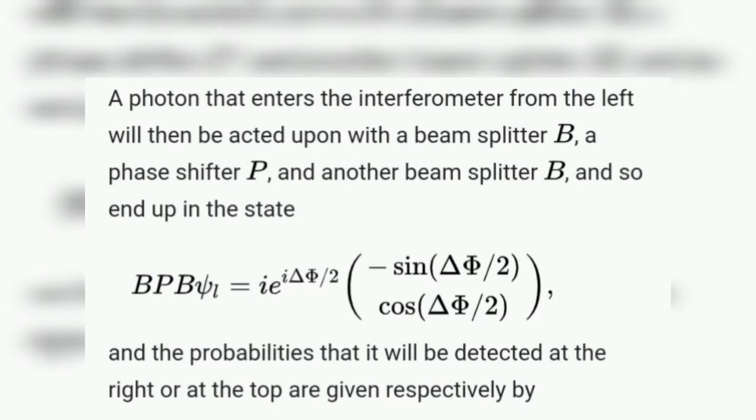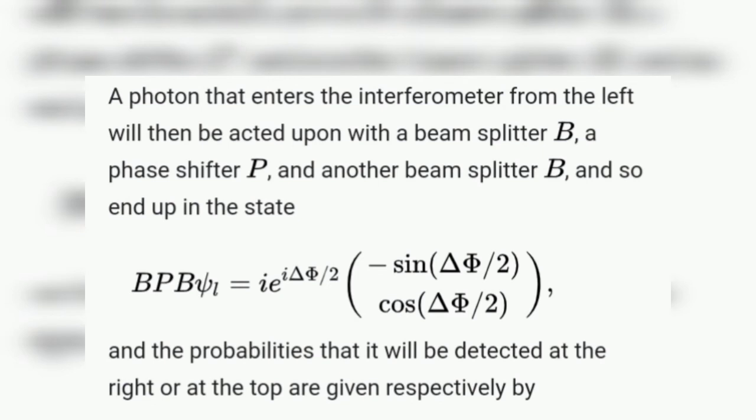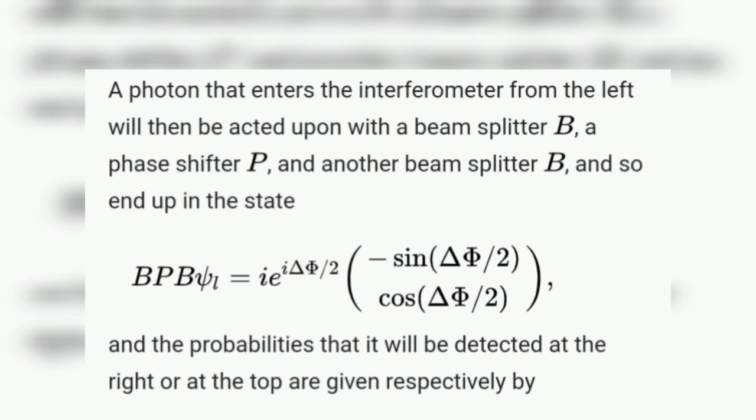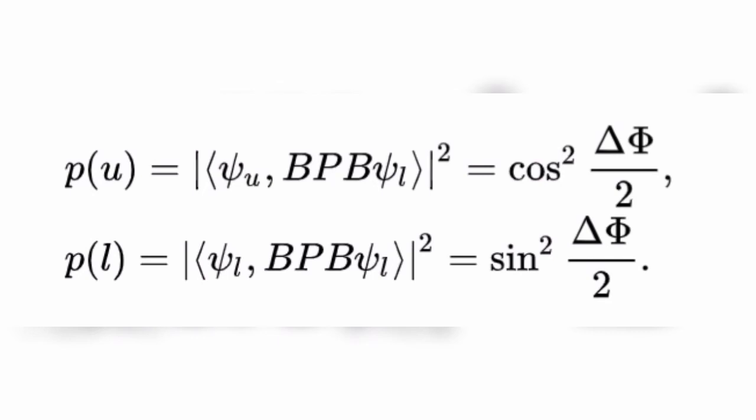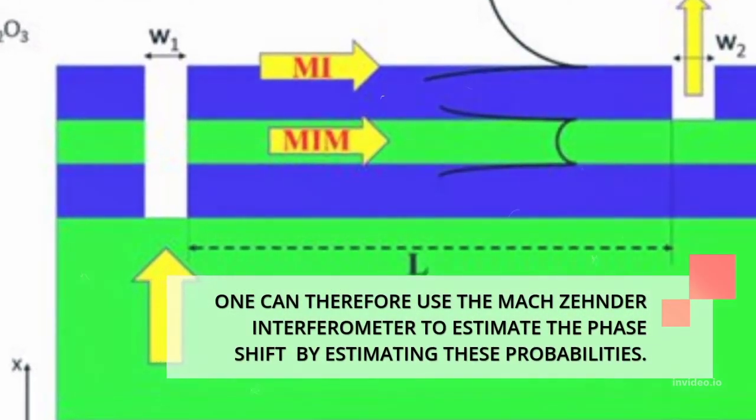A photon that enters the interferometer from the left will then be acted upon with a beam splitter B, a phase shifter P, and another beam splitter B, and so end up in the state BPBψL = i exp(iΔφ/2) (−sin(Δφ/2) ψL + cos(Δφ/2) ψU), and the probabilities that it will be detected at the right or at the top are given respectively by P_upper = |ψU† BPB ψL|² = cos²(Δφ/2), and P_lower = |ψL† BPB ψL|² = sin²(Δφ/2). We use the Mach-Zehnder interferometer to estimate the phase shift by estimating these probabilities.